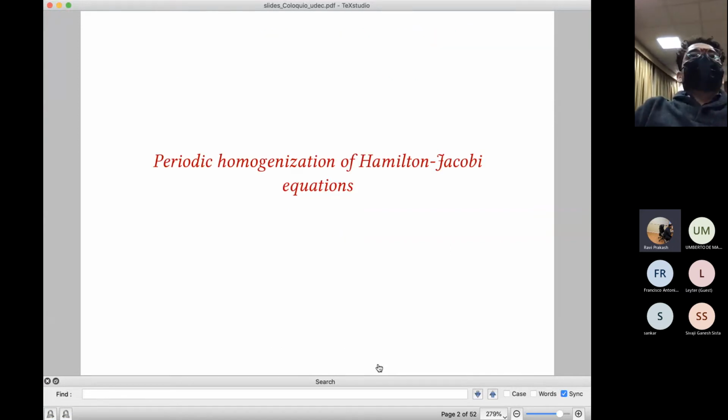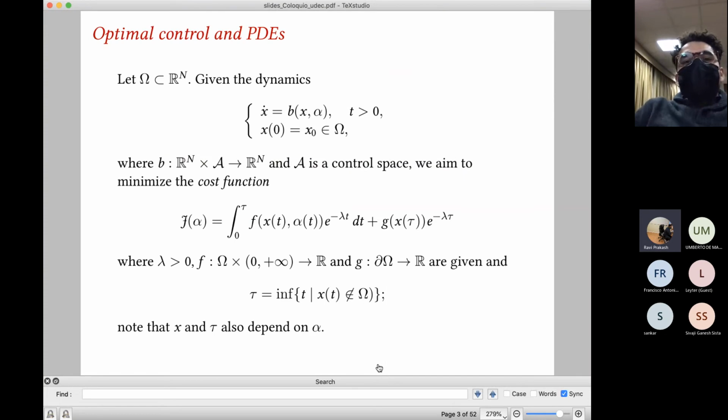So, I'm going to start with some introductory material. I apologize if somebody is more of an expert in the subject than I am, but if somebody is not familiar with the subject, they can get a little bit more of the talk. So we begin by addressing the connection between optimal control problems and Hamilton-Jacobi equations. And this is a classic topic which gave rise to the theory of viscosity solutions for Hamilton-Jacobi equations.